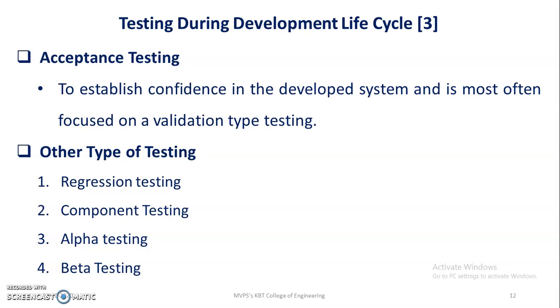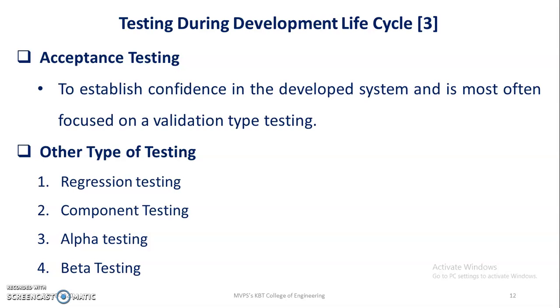after a defect is fixed, retest your software or product. That is regression testing. Next one is component testing. Component testing is a method where testing of each component in an application is done separately. Component testing is also known as module or program testing.